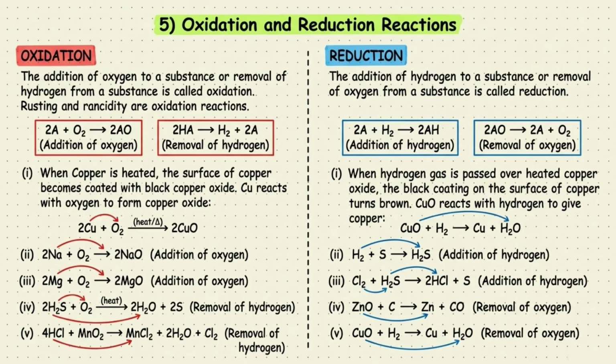1. If hydrogen gas is passed over that heated black copper oxide, the coating turns brown again because the pure copper is restored. CuO plus H2 yields Cu plus H2O. 2. H2 plus S yields H2S. 3. Cl2 plus H2S yields 2HCl plus S. 4. ZnO plus C yields Zn plus CO. Here, oxygen is actively removed from the zinc. 5. CuO plus H2 yields Cu plus H2O.